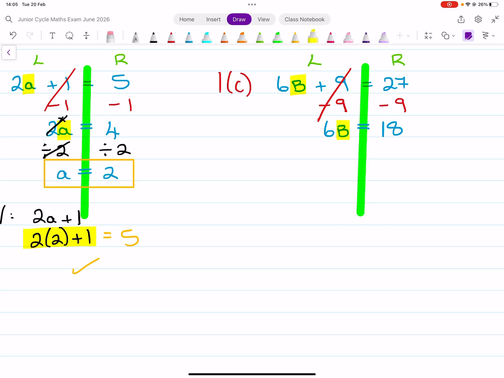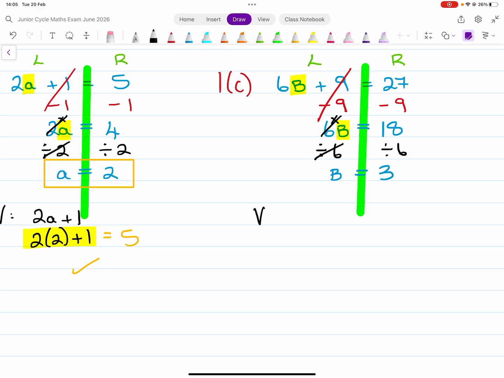I want to isolate the b, but it's being multiplied by a 6. So I need to divide it by 6. The multiply 6 and the divide 6 will cancel each other out. But if I divide by 6 on the left, I need to divide by 6 on the right. So b equals 18 divided by 6 is 3.